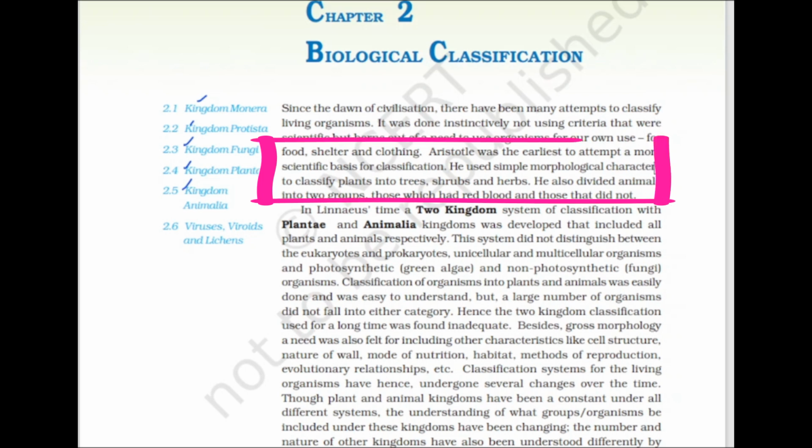Aristotle was the earliest to attempt a more scientific basis for classification. He used simple morphological characters to classify plants into trees, shrubs, and herbs. He also divided animals into 2 groups, those which had red blood and those that did not. So Aristotle was the first person who attempted a more scientific basis for classification.